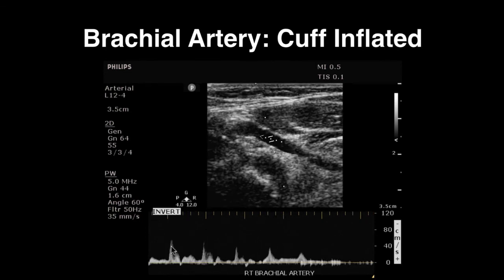And you can see here as we're inflating the cuff that the waveform is dampened to almost what looks like a venous waveform until it disappears. So we'll have the opportunity to play around with this during the hands-on session so that you can better understand the spectral waveform. This concludes the spectral Doppler video.